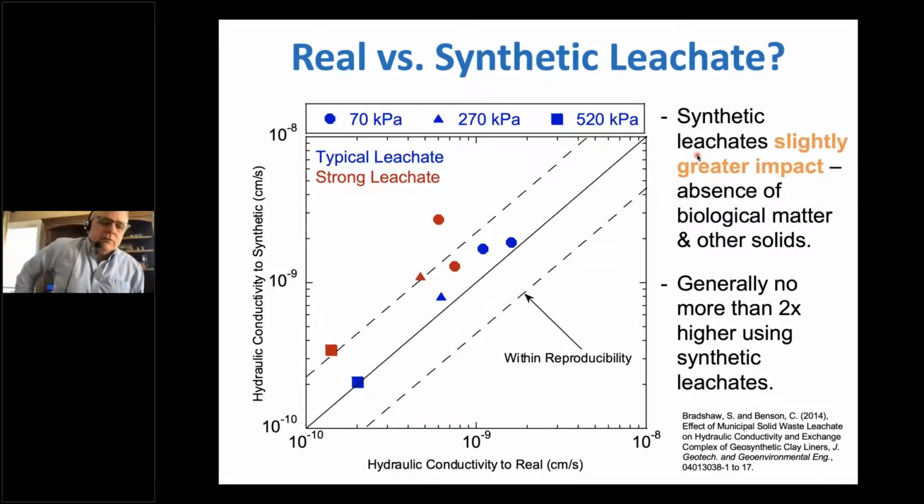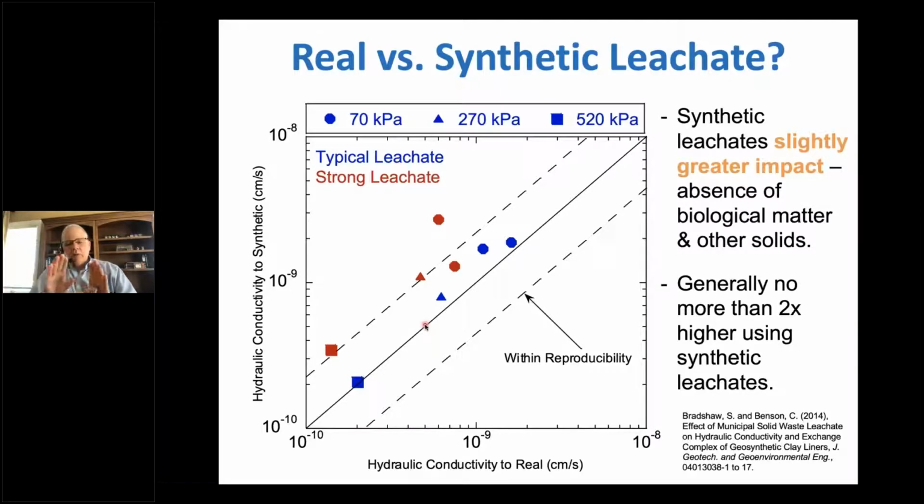When we look at tests run with synthetic leachates and real leachates, everything else being the same, we get very similar outcomes. A little bit more permeable with synthetics because they tend not to have as many suspended solids and other things floating around in solution that tend to clog pores. But a factor of 2 or so higher potentially, maybe a factor of 3, but not dramatically higher with the synthetic.